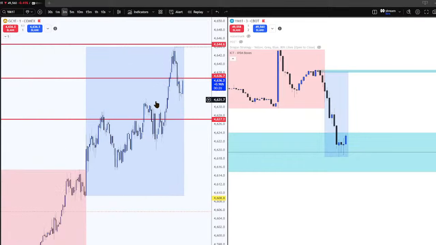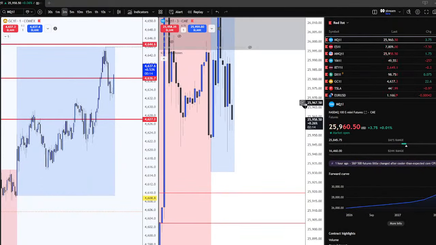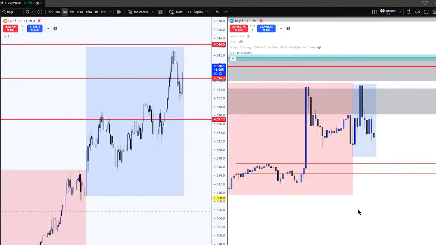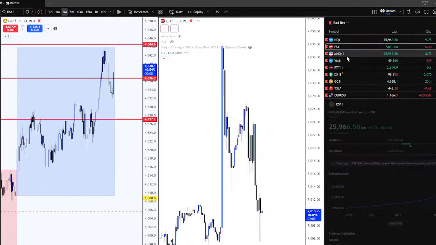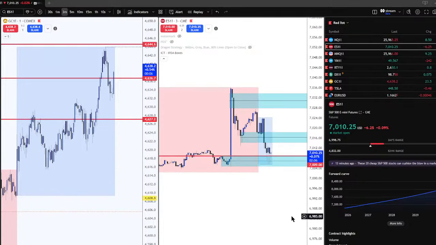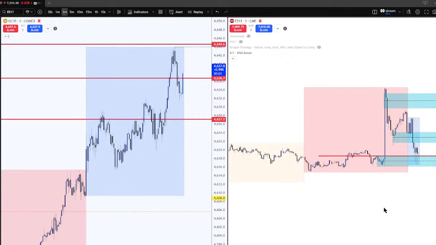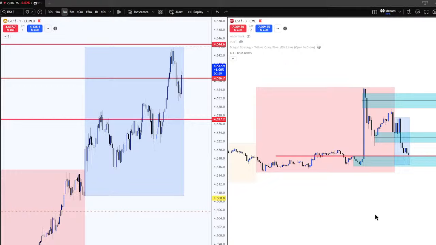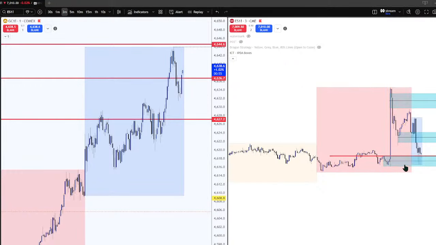So gold here, I would need a much deeper retracement to even trade it. Nasdaq looks bearish. ES looks kind of bullish, so I would need to see... I like how ES overshot this area though.